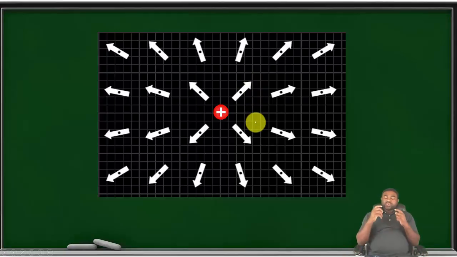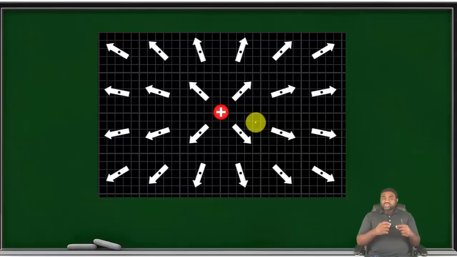Now, it is worthwhile for you to understand that the direction of an electric field at a given point in space is taken to be the direction in which a positive test charge would move if placed at that point. Let me say that again. The direction of an electric field at a given point in space is the direction in which a positive test charge will move when placed at that given point.